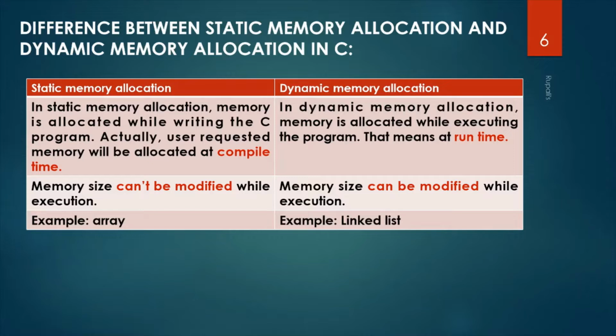In case of static memory allocation, memory size can't be modified during execution. Means at the time of run, we can't modify the size of the memory in case of static memory allocation. But in case of dynamic memory allocation, we can modify the size at the time of execution or at the time of run. The example of static memory allocation is an array, and for dynamic memory allocation, the example is a linked list.